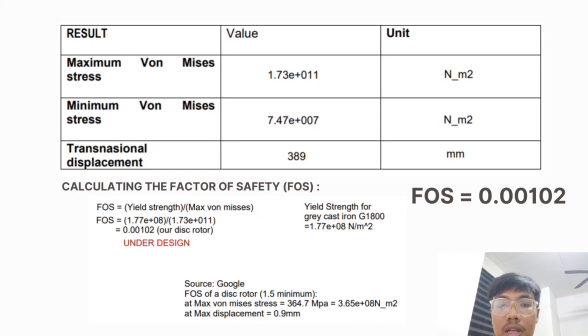As I dug into Google sources, I found that the factor of safety of a disc rotor has to be 1.5 minimum. The difference is high in value, so in order to counter that, we must improvise in terms of design or material used. So that's all for me. Thank you.